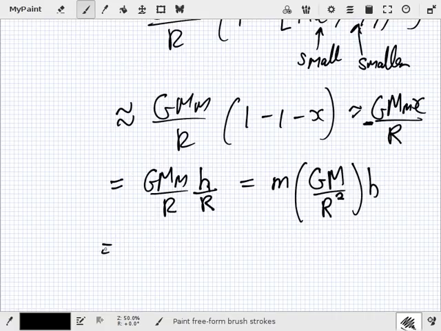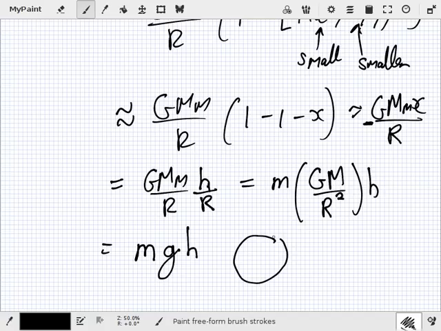Now, do you have a formula with GM over R squared? Have a look at your formulas. It's g, isn't it? So this equals mgh. Same formula.